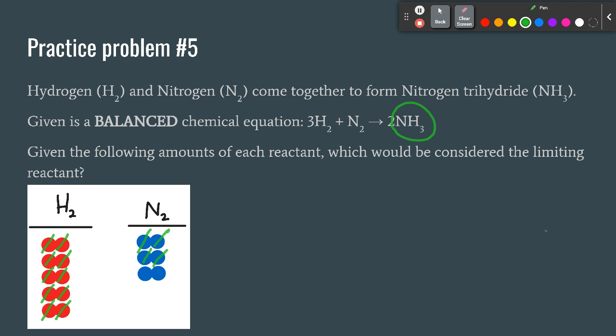So our limiting reactant, the one that runs out first, is my hydrogen. So H2 is the limiting reactant because it ran out first, and we have excess nitrogen left behind that we could use to react with more hydrogen if we brought more hydrogen into the equation.